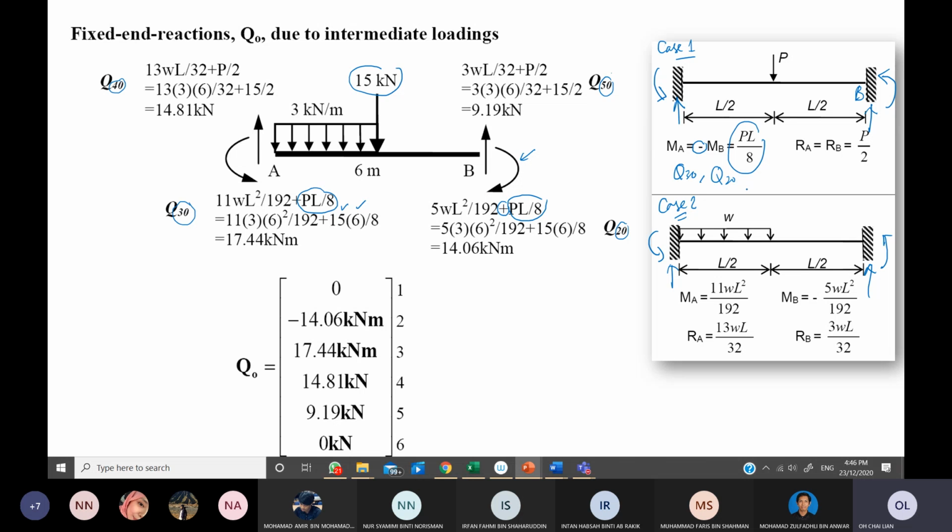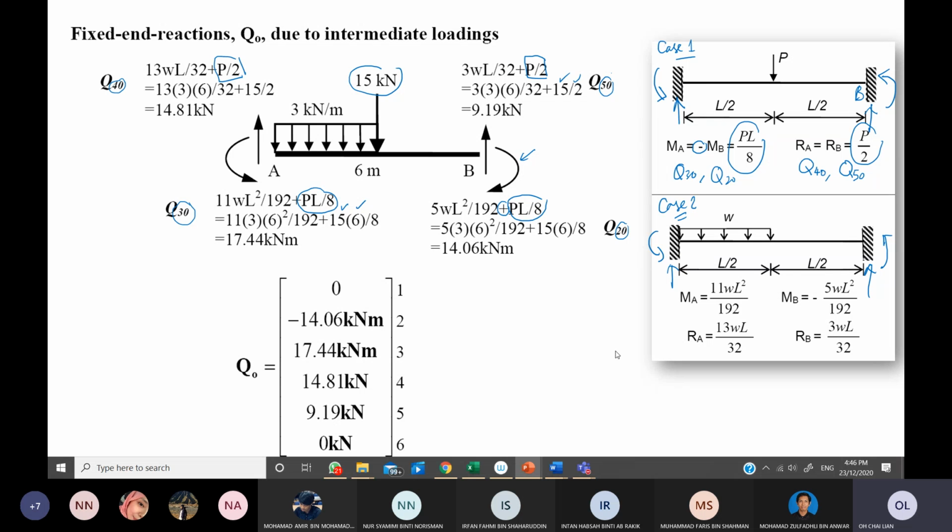Then you also need to determine the vertical reaction, RA and RB, which is associated with Q4 naught and also Q5 naught. So P over 2. P is 15, divided by 2. So you have settled case 1 and can move to case 2.